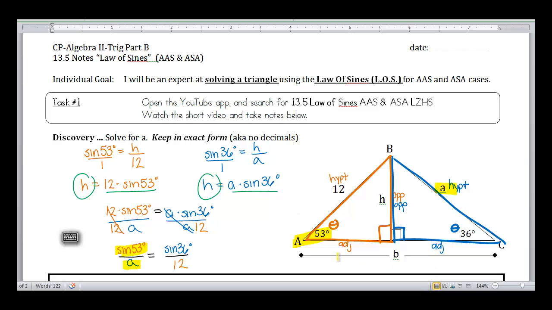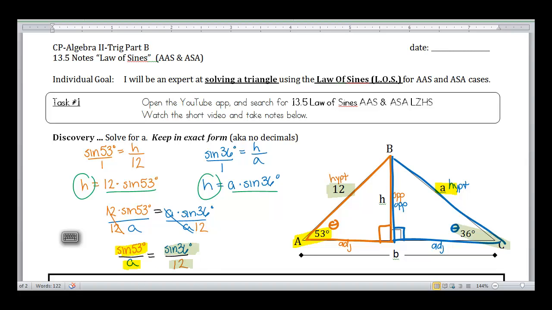If I think about the big triangle, that means in one ratio, I have the sine of the angle divided by its opposite side. If I look at the sine of 36, angle C, that's divided by 12. If you again look at the big triangle, angle C, the sine of that is being divided by its opposite side, side C, which is 12. This proportion is our law of sines.